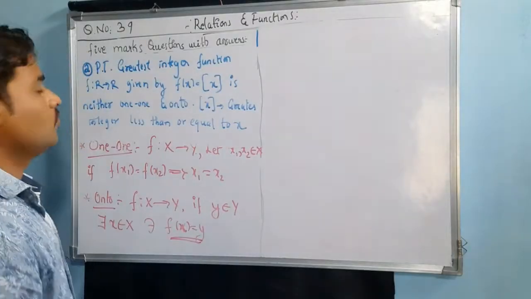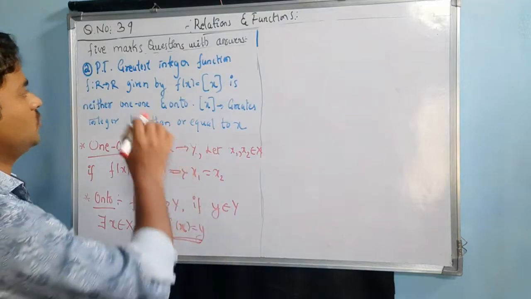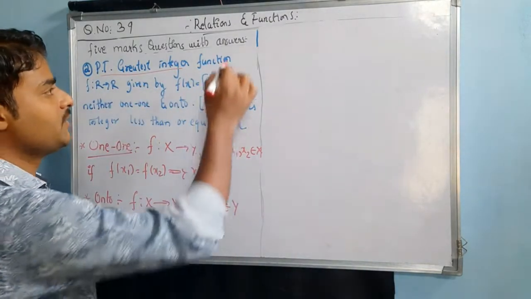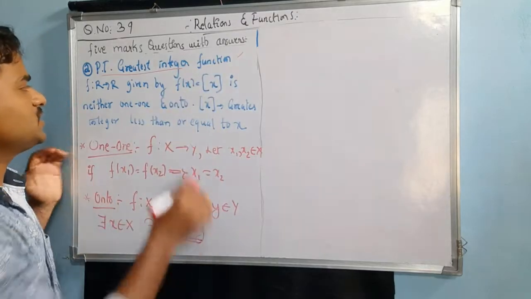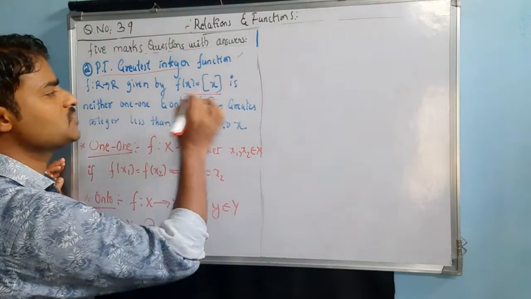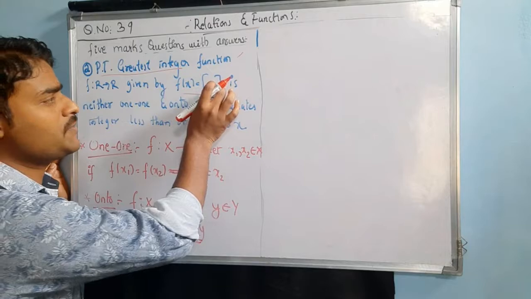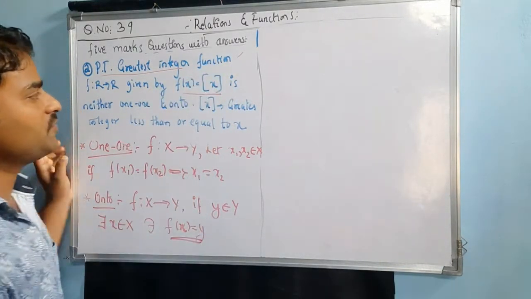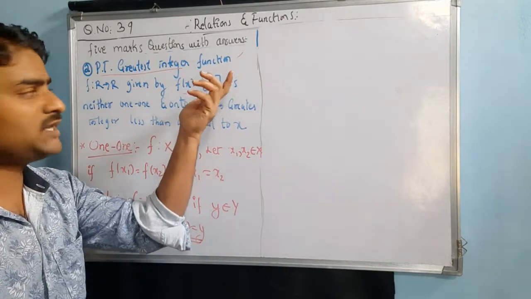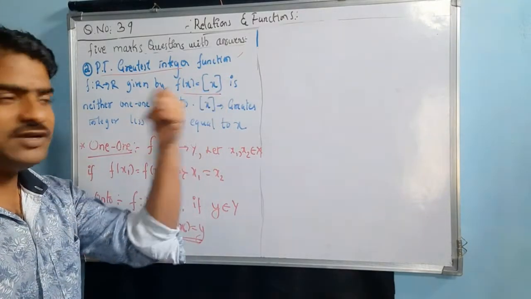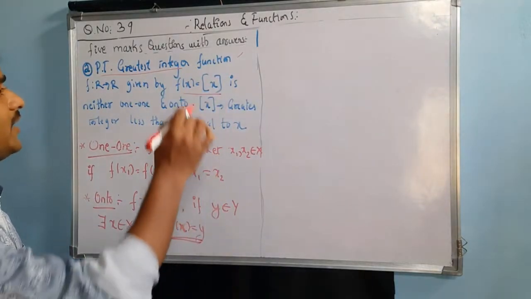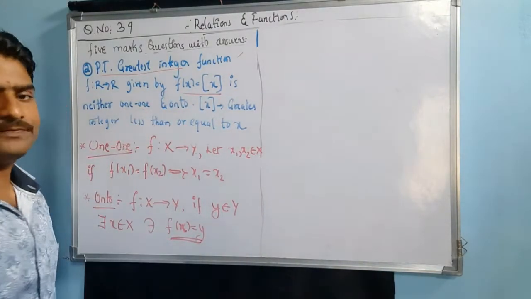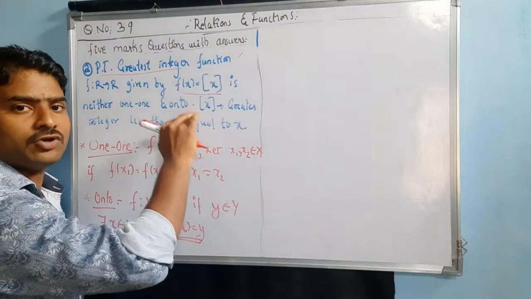So one more question. Prove that the greatest integer function, which is given by f of x equals the square bracket function, square bracket x. It is the greatest integer function. So I need to prove here it is neither one-one nor onto.